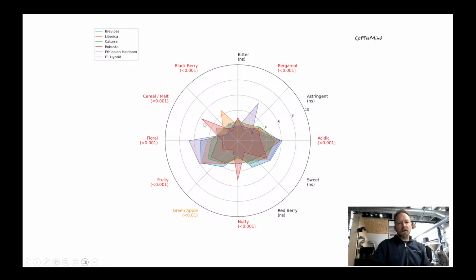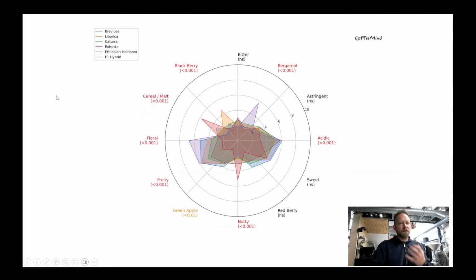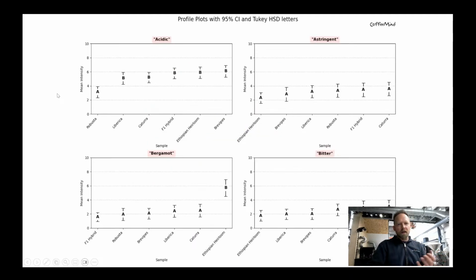So here you can see it was really good data that we got. And you can see here, here we are looking per descriptor. Here we're just looking overall per descriptor. But here we are looking per descriptor if there are significance categories. You can see here, for example, acidity. The Robusta stood out and all the others were not really different. The differences here were not bigger than the noise in the data set.